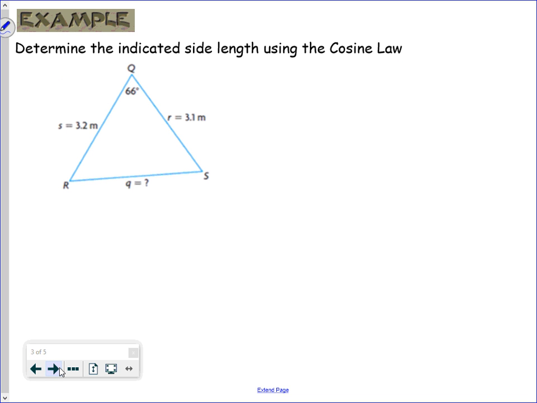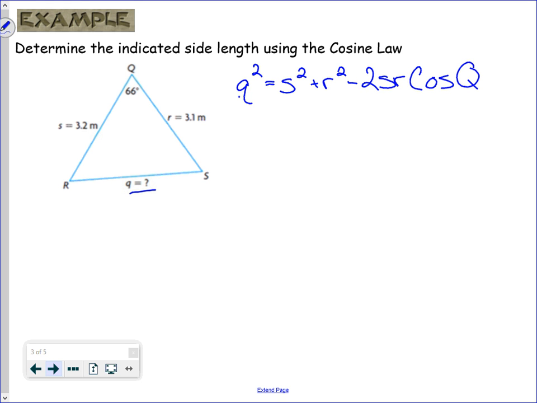In this example, we want to determine the indicated side length using the cosine law. We're looking for side Q down at the bottom. Because we're looking for side Q, that is the side that's going to be isolated. So we'll have Q squared. Then the other 2 sides that we already know start the right-hand side of the equation. So Q squared equals S squared plus R squared minus 2SR times cosine of angle Q, because we know angle Q and because we are looking for side Q.